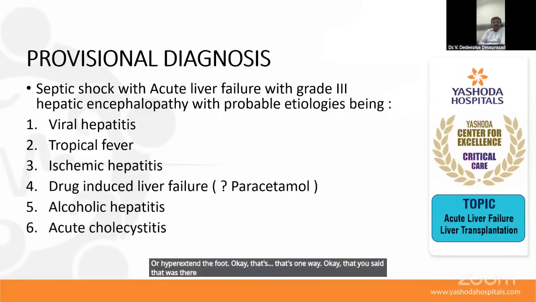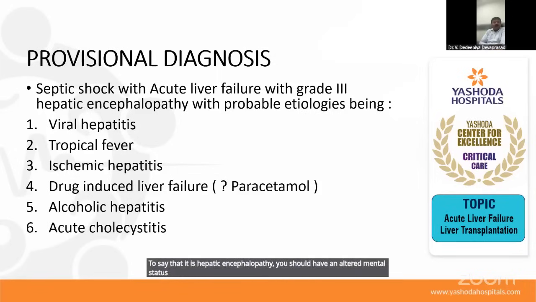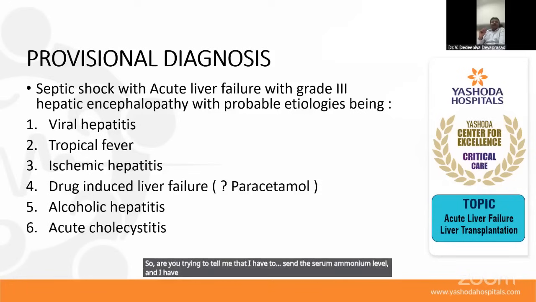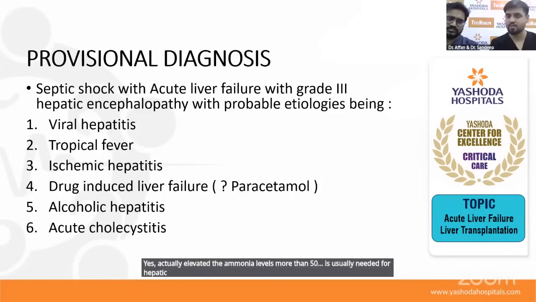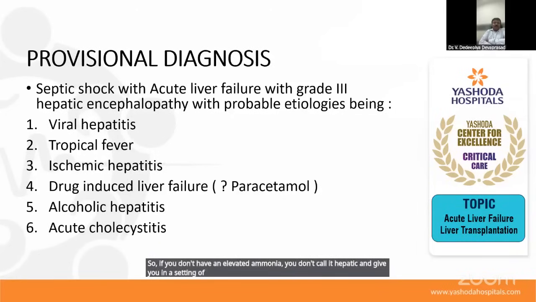And you said something very interesting. To say that it is hepatic encephalopathy, you should have an altered mental status secondary to hyperammonemia. So are you trying to tell me that I have to send a serum ammonia level and show that it is elevated and only then call it hepatic encephalopathy? Is that so essential to the diagnosis? Yes, actually, elevated ammonia levels of more than 50 are usually needed for hepatic encephalopathy. If you don't have an elevated ammonia, you don't call it hepatic encephalopathy in a setting of acute liver failure. We can consider other causes.